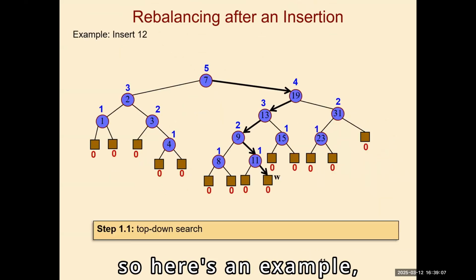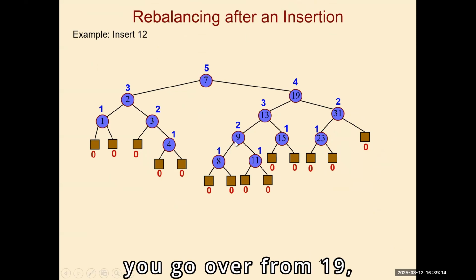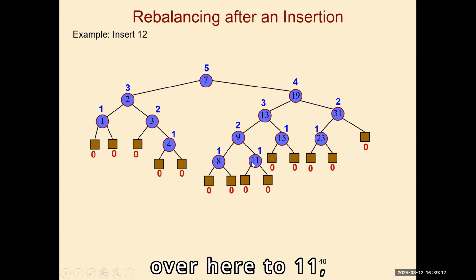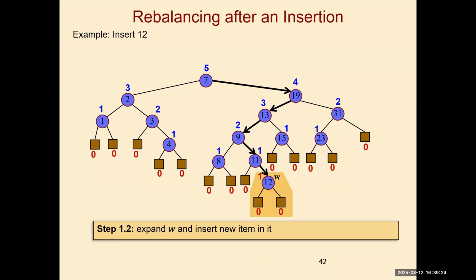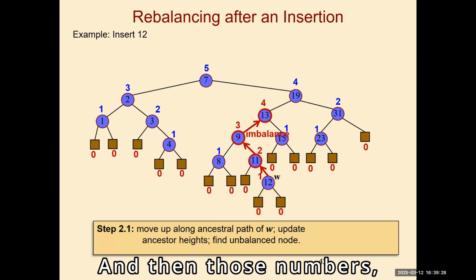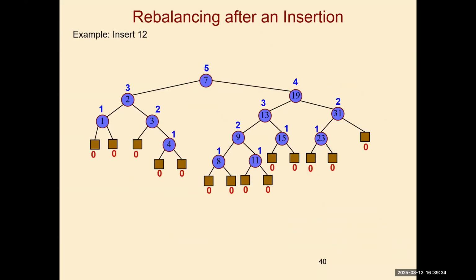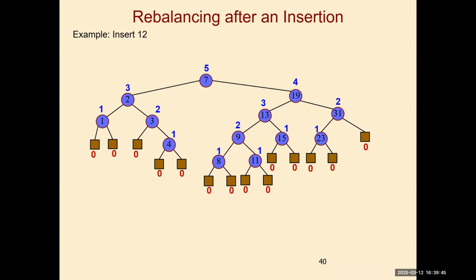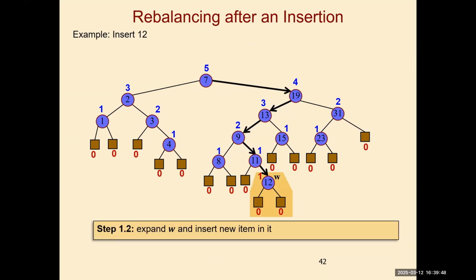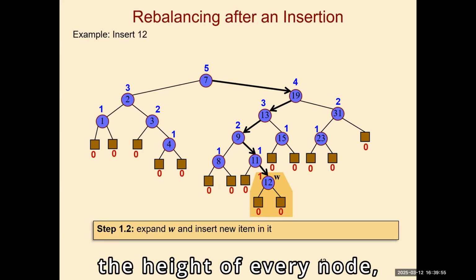Right, so here's an example, right? We need to insert 12. So you go over from 7, you go over from 19, over from 13, over here to 11, over here to 12, right? That's where our new guy goes, right? And then those numbers, right? We change. We got numbers inside and numbers outside. What are the outside numbers for? Oh, is that the height? Fair enough. Oh, I see. He's storing the height of every node, right?